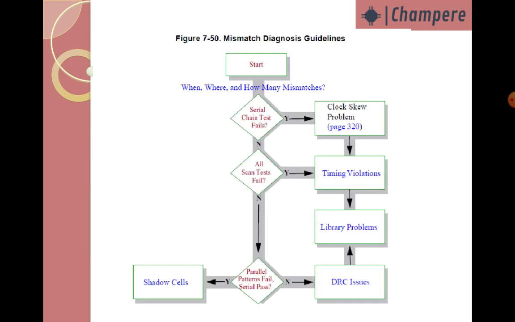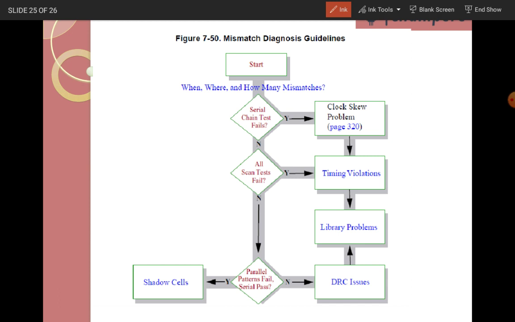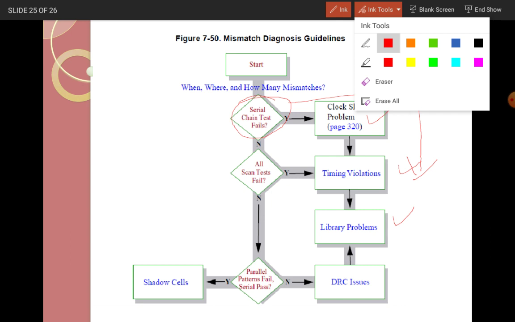So this is a flow chart diagram. In this flow chart we can understand mismatches very easily. Suppose the serial chain test fails. What is the problem? Clock skew problem, timing violations and library problems. These are 3 issues.